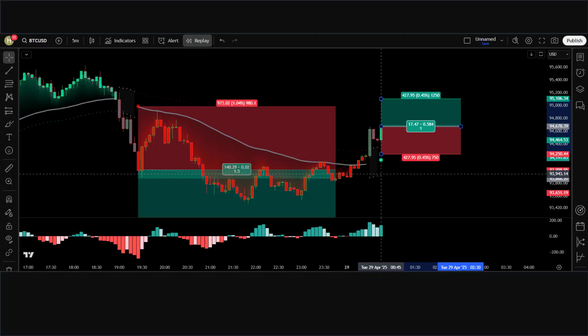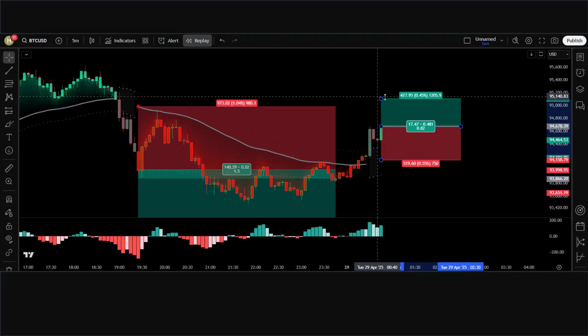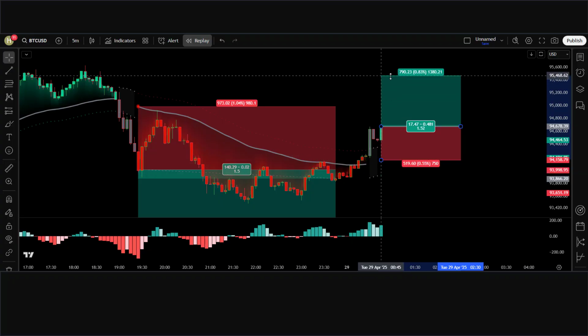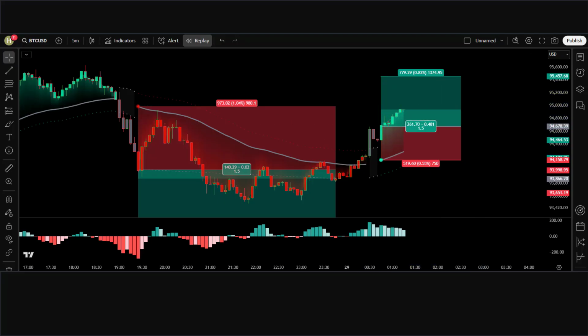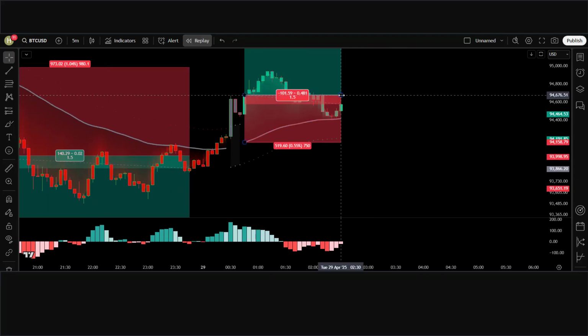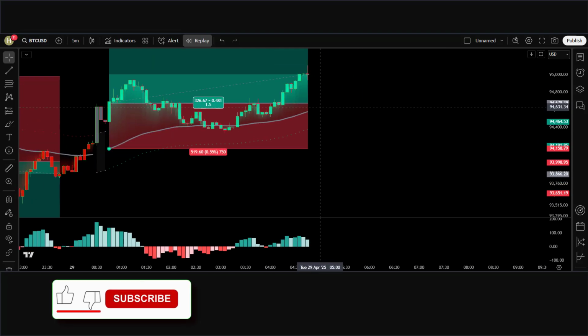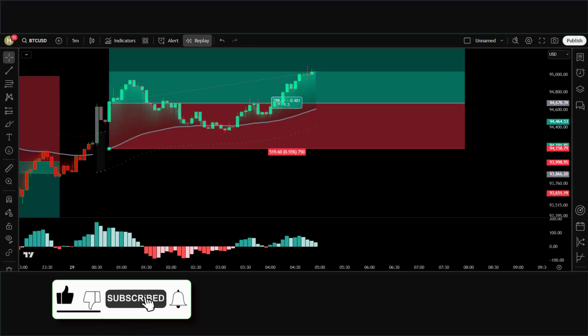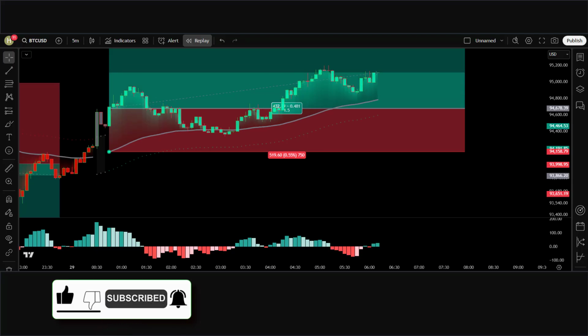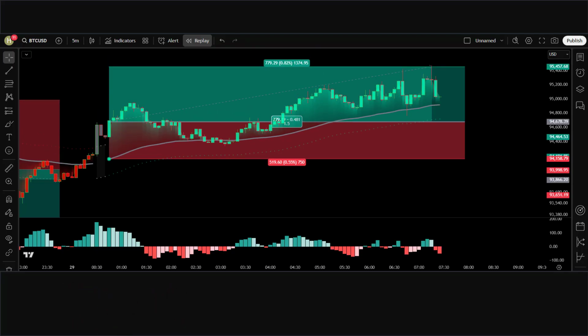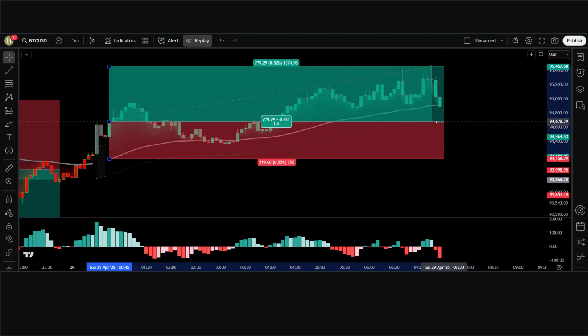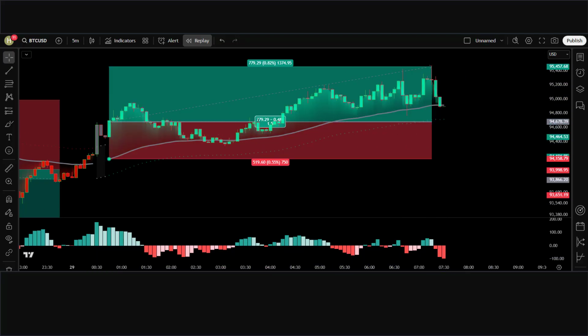Our stop loss will be placed at the plot line of the range filter, and the risk to reward ratio will be 1:1.5. Let's see what happens to our trade. Our trade is running in profit. We have won the trade. Wait for the next signal.